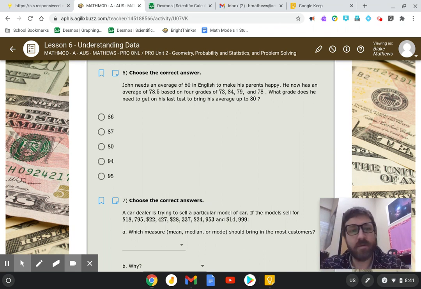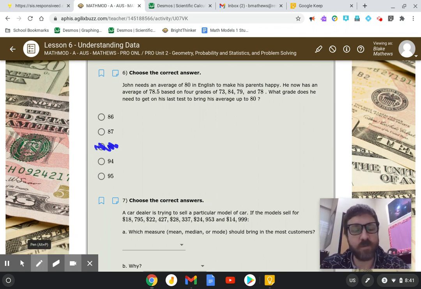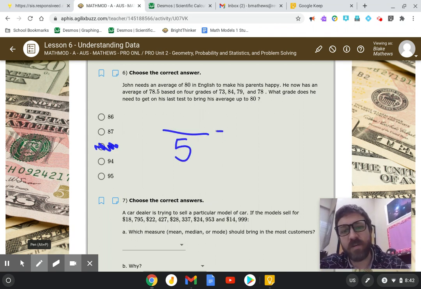Okay, right off the bat, it should be obvious 80 is not a good answer, because if he wants to get his average up to 80, getting an 80 won't do the trick. That's pretty easy. Just use some common sense on that. But here's what we know. In order to have an average of 80, we're going to add up all the numbers, we're going to divide by 5 because there are 5 test grades, and the answer is going to be 80.